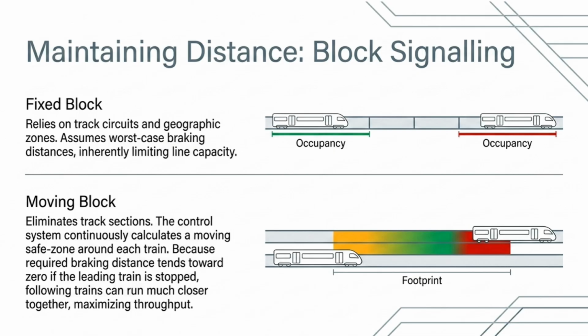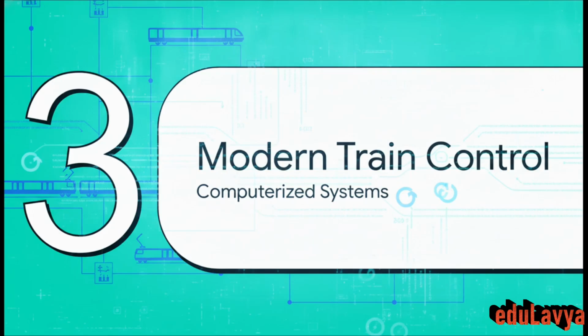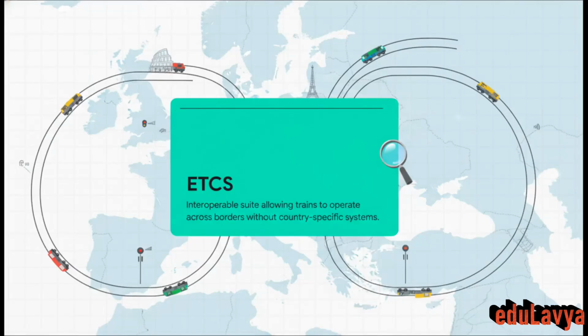That brings us perfectly to Module 3, modern train control systems. To achieve that advanced moving block separation, we rely on some seriously heavy-duty computing. A prime example of this is the European Train Control System, or ETCS. Historically, every country built its own bespoke signaling system. Imagine driving your car across Europe and having to swap out your engine, or even your driver, at every single border, because the computers literally couldn't talk to each other.